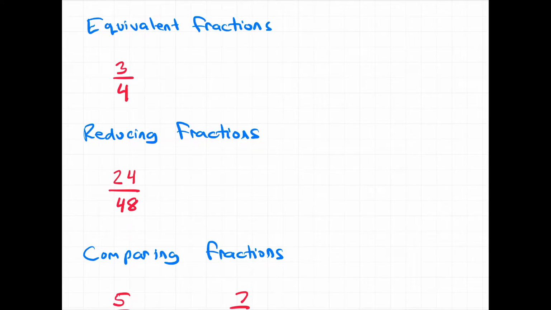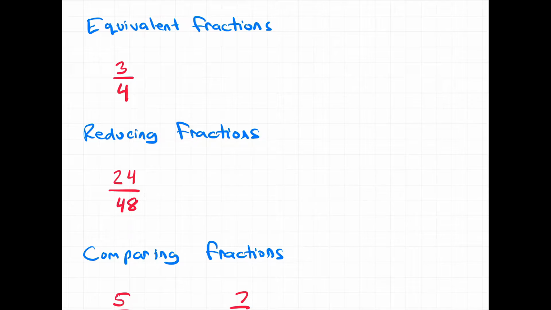Okay, so right now we're going to take a look at fractions and how to recognize if they're equivalent, which means they're the same, and how to reduce them into their simplest form, and also how to compare them to see which one is larger or greater than or less than, which one is smaller. So let's start with the first one up top, which is equivalent fractions.